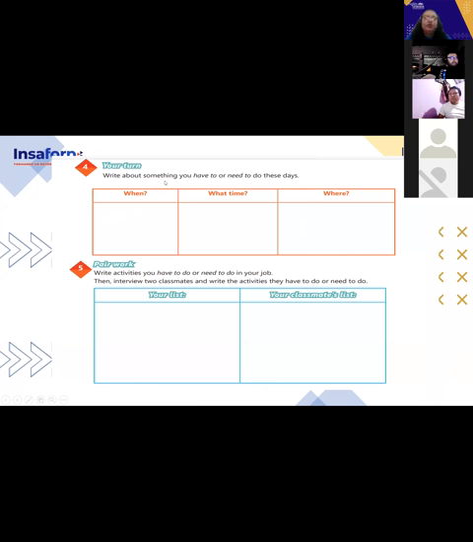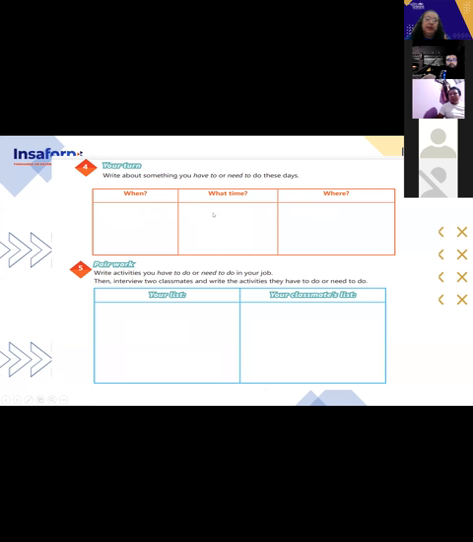Van a escribir sobre algo que tienes que hacer o necesitas hacer estos días. Acá, when. Monday, October, sería la otra semana, ¿verdad? Or Tuesday, October 18th. What time? 9 a.m. Where? At the copy center, okay? ¿Qué es lo que tienes que hacer? I have to get some copies. When? On Tuesday, October 18th.